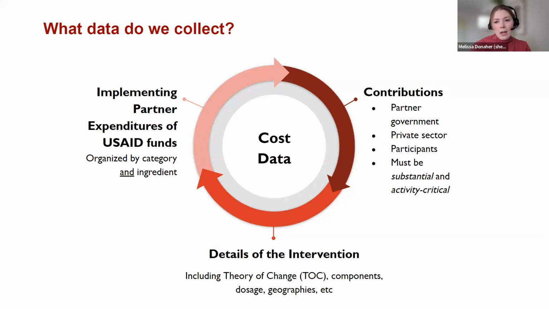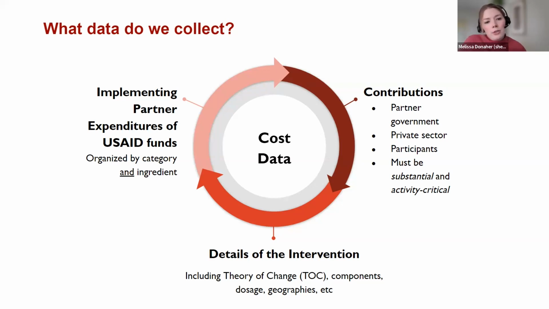And the second is contributions. So this would be data on contributions which might come from the partner government, the private sector, private individuals, participants themselves who are contributing time to the activity. For contributions, we have two criteria for determining when we should include contributions. And those are that they are both substantial and activity critical.